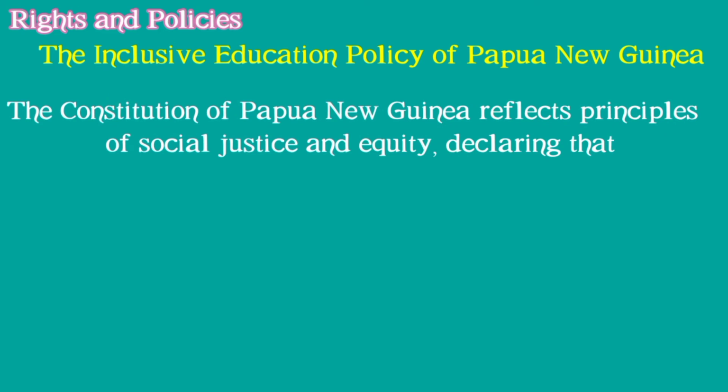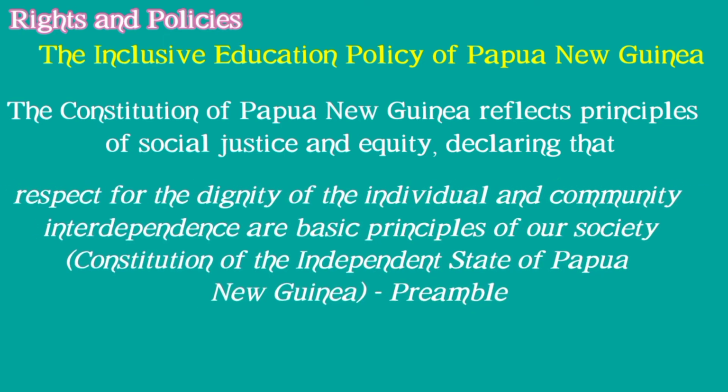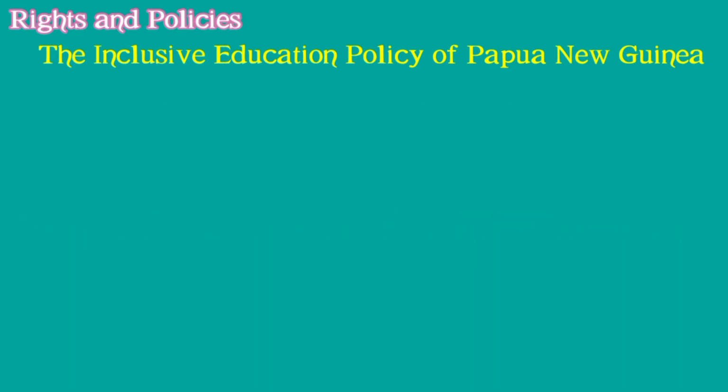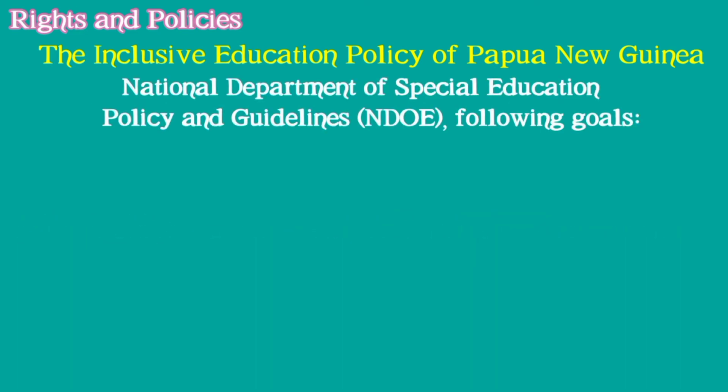The Constitution of Papua New Guinea reflects principles of social justice and equity, declaring that respect for the dignity of the individual and community interdependence are basic principles of our society. The government of PNG has extended the fundamental principle of equal opportunity into the realm of special education. So the National Department of Education, Special Education Policy and Guidelines declare their following goals.